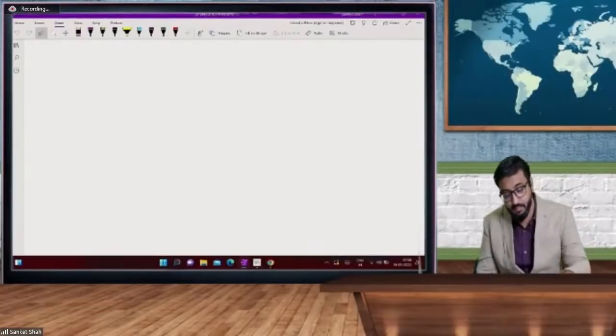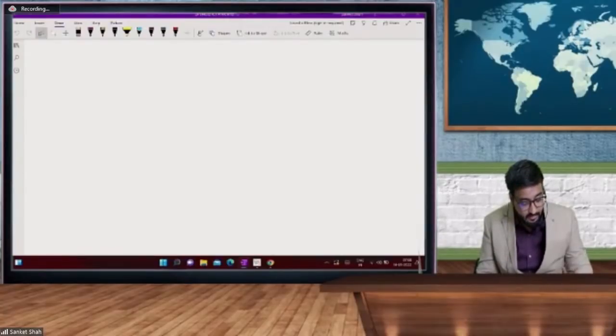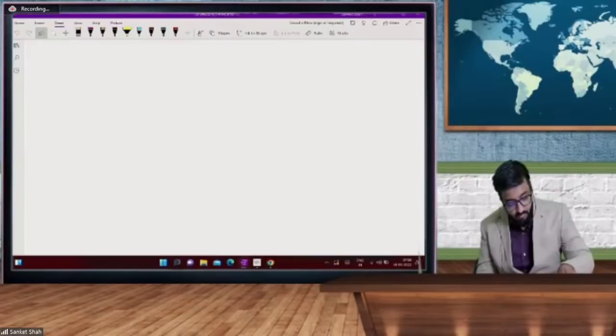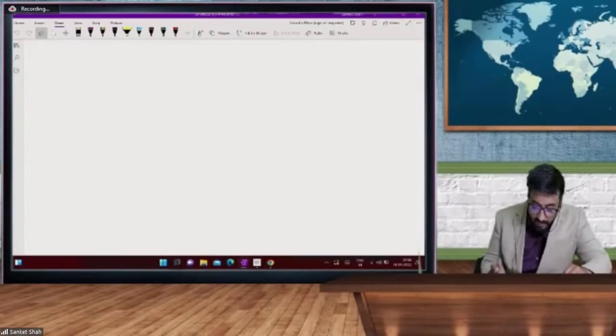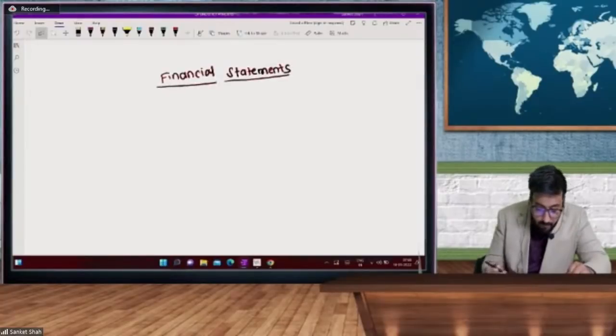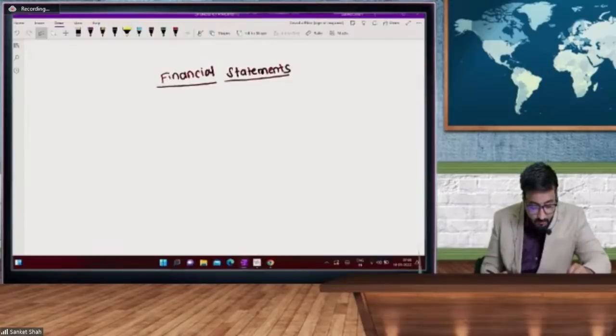After drawing the index, write down financial statements. Write down, my friends, fatafat.